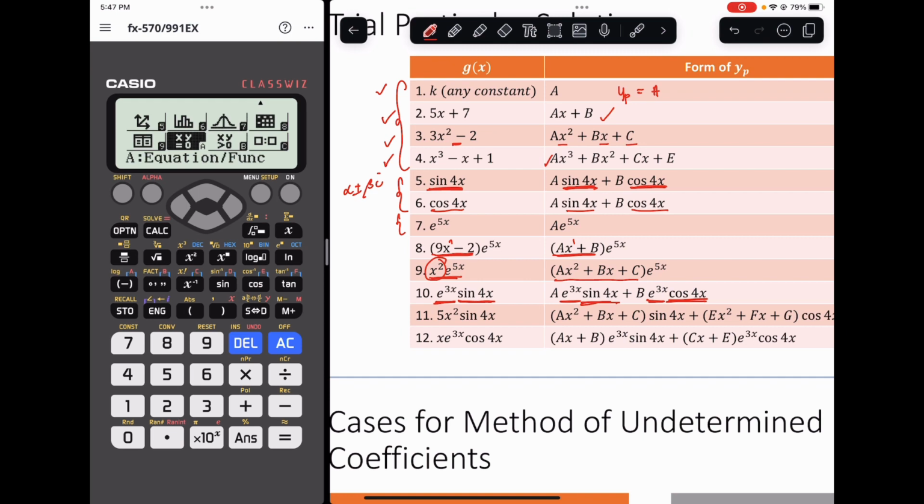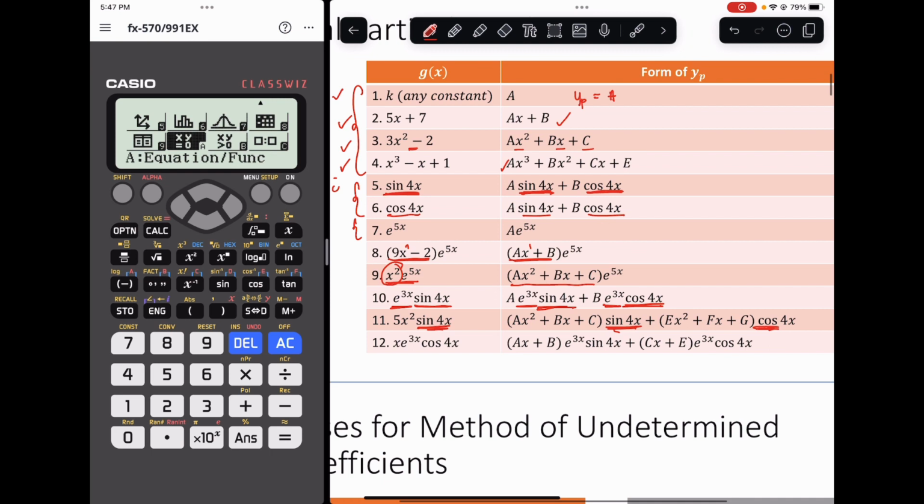If it is an algebraic and sine function, again, with sine 4x there should be a sine 4x and a cosine 4x on the other part. Since the highest exponent there is x squared, I should list down everything: ax squared plus bx plus c, then plus ex squared plus fx plus g.